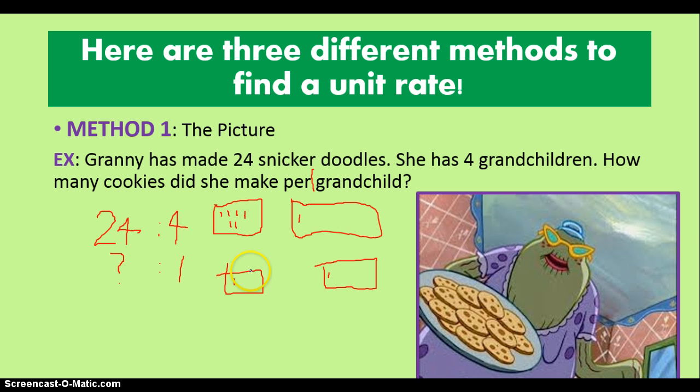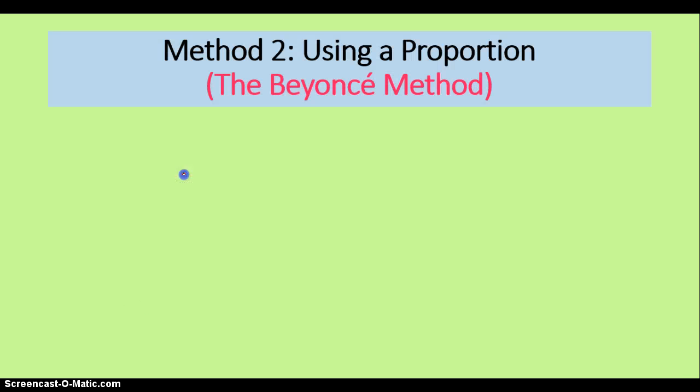So there would be 6 tallies in each of the 4 boxes, but because we're trying to find a unit rate, we want to know how many tallies there are in one box, or how many snickerdoodles are for 1 grandchild. So we would circle this box, and it would be 6 snickerdoodles per 1 grandchild. That's how you'd find the unit rate there. Okay, we'll move on to the next slide.